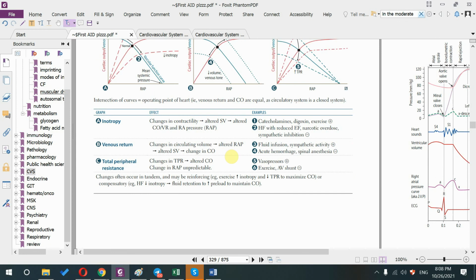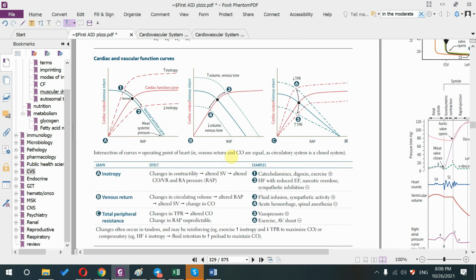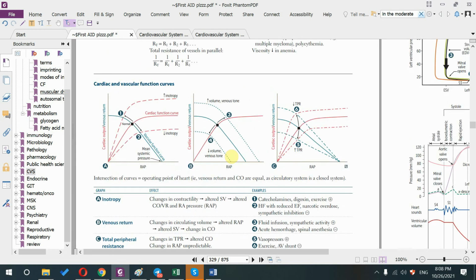Okay, now we are going to speak about the cardiac and the vascular function curves. So in the cardiovascular system, there is cardio and there is vascular system. So we are speaking about the cardiac, the heart, and the vessels. So the heart gets a curve, the vessels get a curve, but these curves are associated with each other, so we put them in the same graph. We call them the cardiac function curve and the vascular function curve. So two curves, not one.